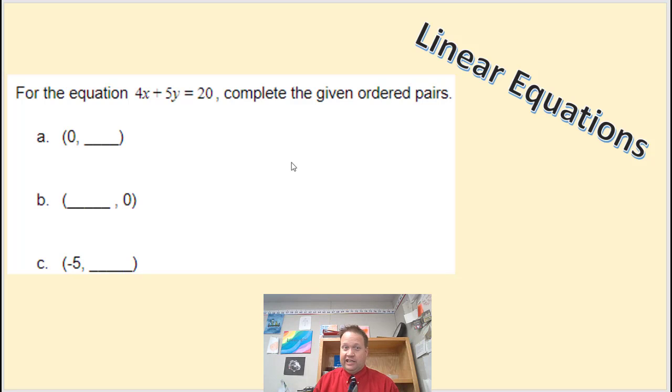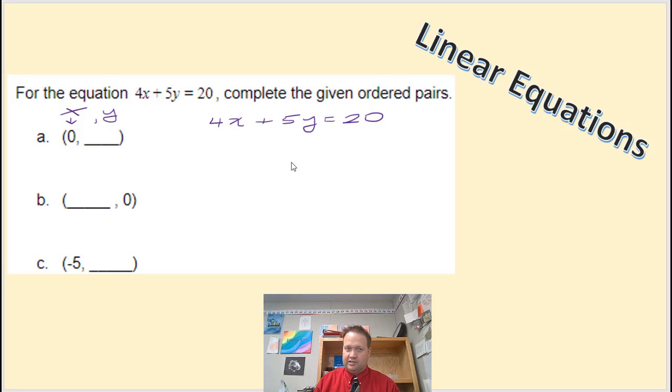Okay, we're looking at a linear equation that says 4x plus 5y equals 20, and we are going to complete some ordered pairs. One thing you have to remember is that ordered pairs come in the form of x and y. So here, this first problem is telling us that x is 0. So we're going to write the equation 4x plus 5y equals 20.